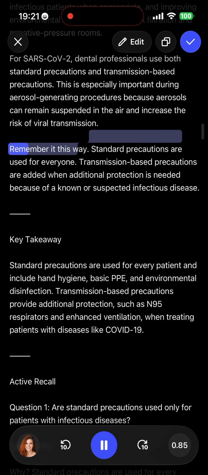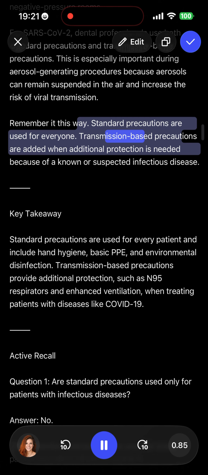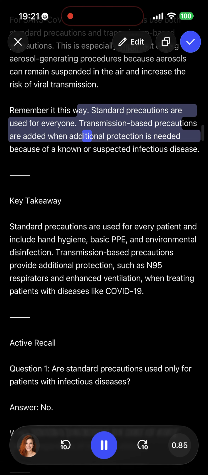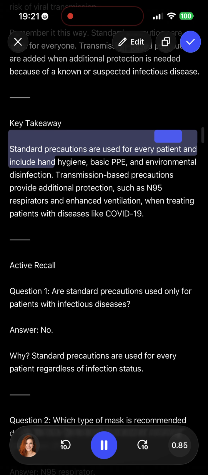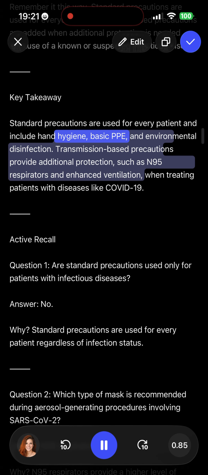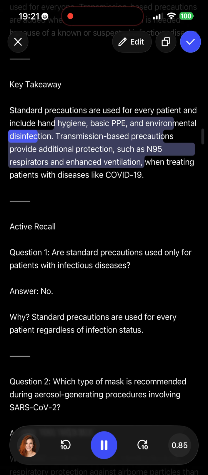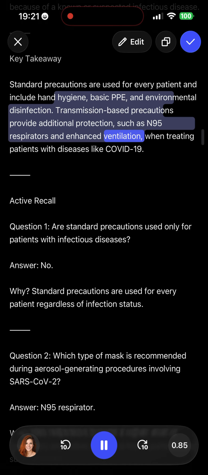Standard precautions are used for everyone. Transmission-based precautions are added when additional protection is needed because of a known or suspected infectious disease. Key takeaway. Standard precautions are used for every patient and include hand hygiene, basic PPE, and environmental disinfection. Transmission-based precautions provide additional protection, such as N95 respirators and enhanced ventilation, when treating patients with diseases like COVID-19.